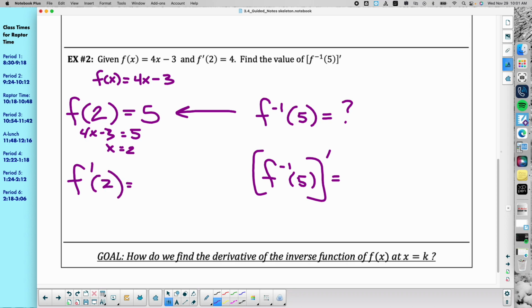Now, normally you will not be told that. This one I told it to you. You will normally not be told that. So the slope at 2, if you do the derivative, you would get 4, or we're told it. So I know that answer should automatically be 1/4. If I know the slope at the inverse point, the slope is inverted.